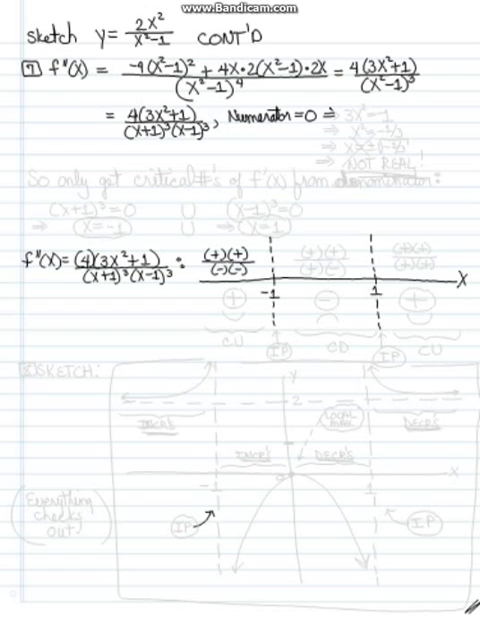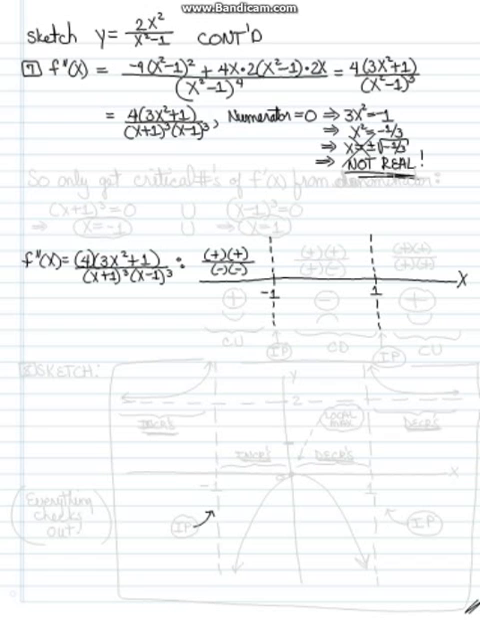Set the second derivative equal to 0 and solve. That means the numerator has to be equal to 0. So 3x squared plus 1 equals 0. Solve for x. We're going to get x equals plus or minus the square root of a negative number. That's imaginary. That's not real. We can't graph it. We can't use it.